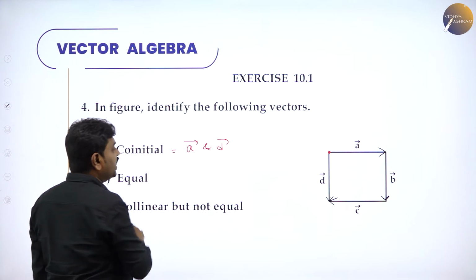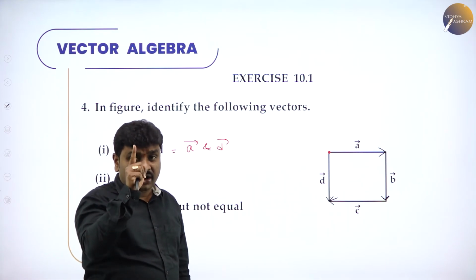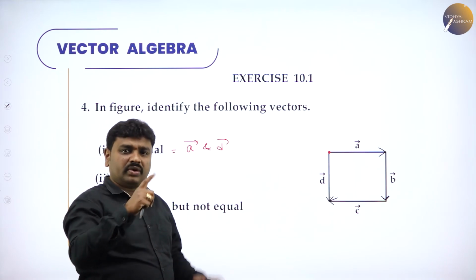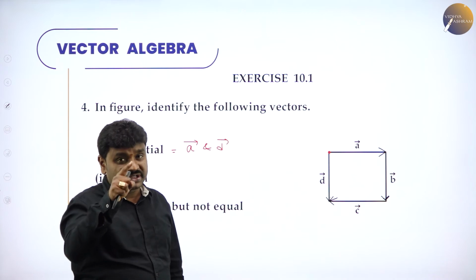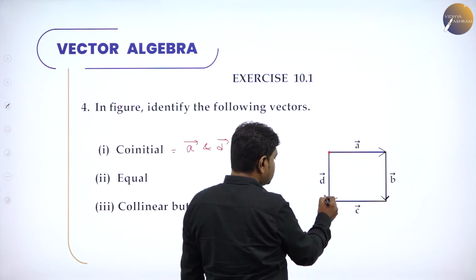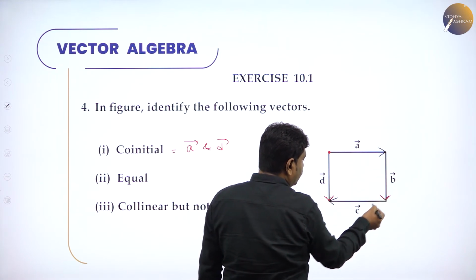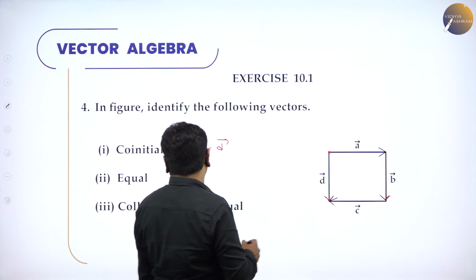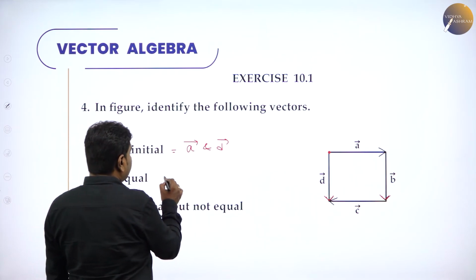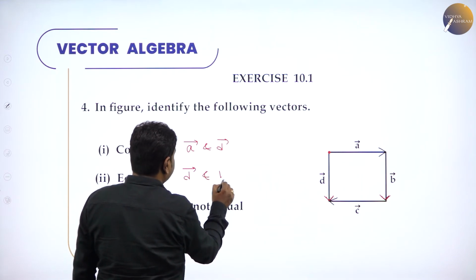And second one, equal vectors. Two vectors are said to be equal if they have the same direction and same magnitude. The length should be the same, and also the direction should be the same. In the diagram, vector D is going downwards. Vector B is also going downwards and they are equal. So for equal vectors I should pick vector D as well as vector B.